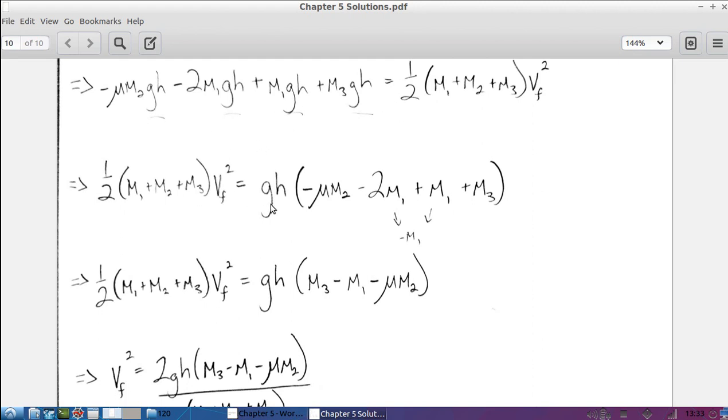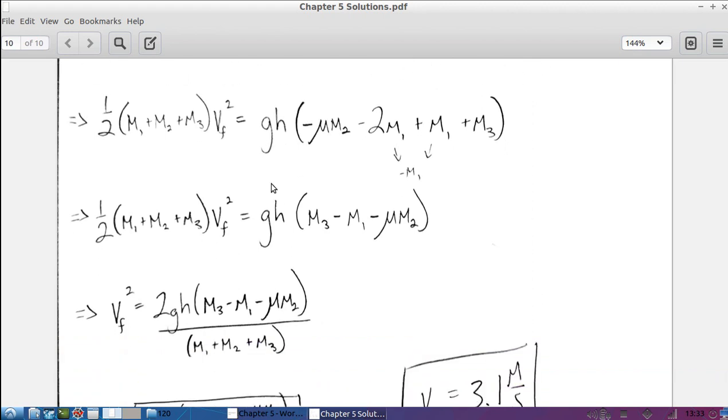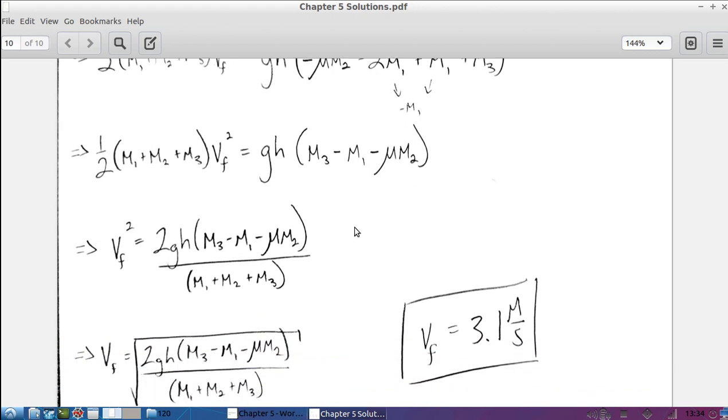All of these terms have a gh in it. If you notice all of these, gh, gh, gh, gh. So I'm going to factor that out. That's just to make my calculations easier. All right. So I factored out a gh, and I've got all this stuff in parentheses, right? But I know mu, I know all the masses, I know g and h. Okay. Negative 2m1 plus m1 reduces to negative m1, right? So I'm just combining these two terms right here into negative m1, just cleaning it up a little bit.